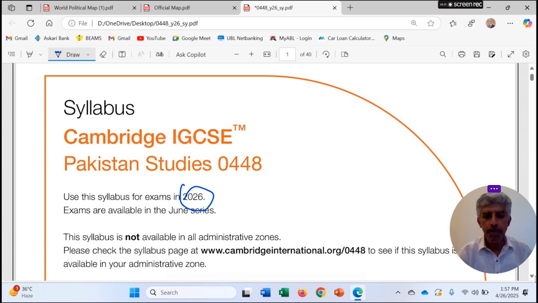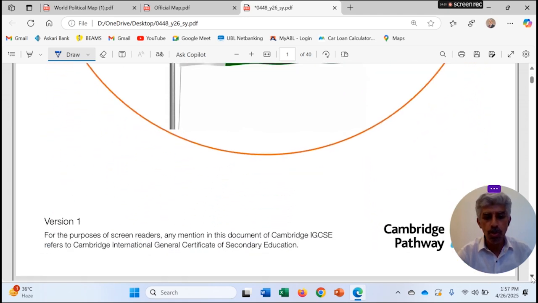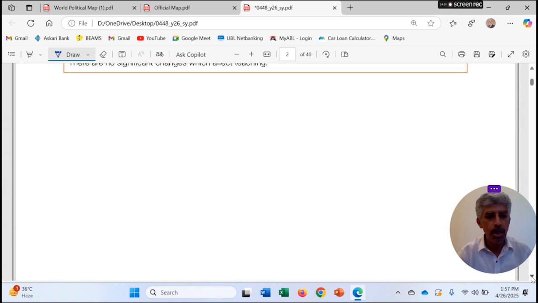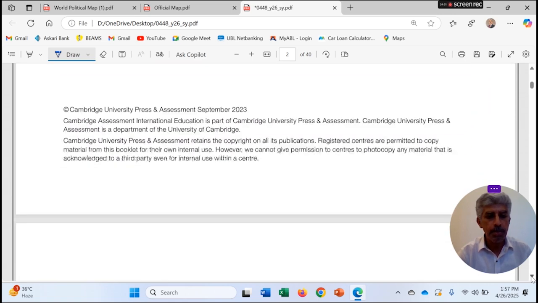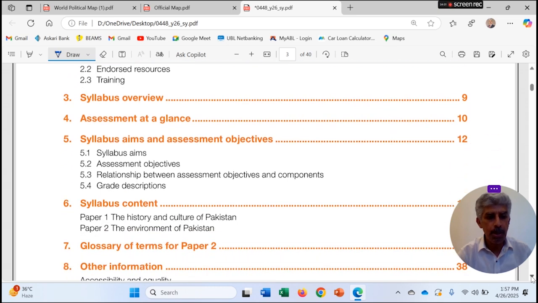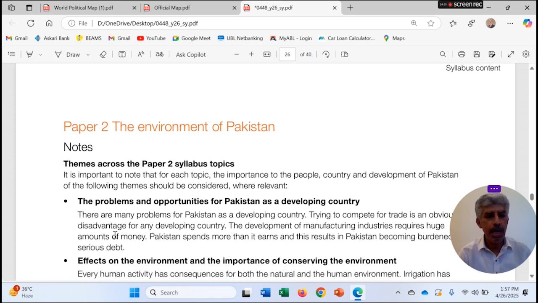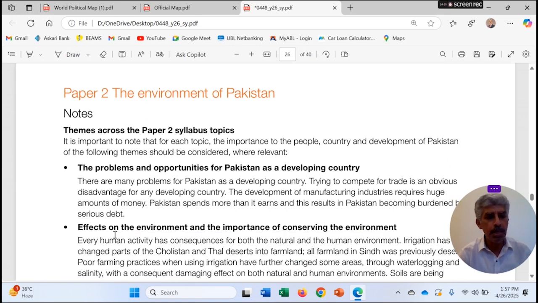Moving on to the syllabus, as I told you, first I'll talk about Pakistan Studies 2, that is the geography portion. So I'll go to the content of paper 2 first, so that we can have a better understanding of that syllabus. We are going to paper 2, and here you can see the environment of Pakistan.